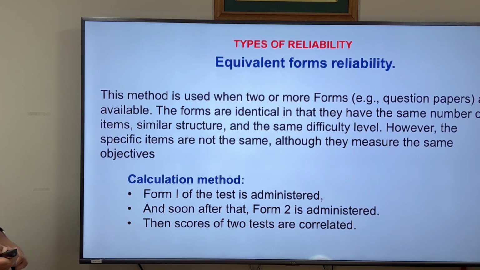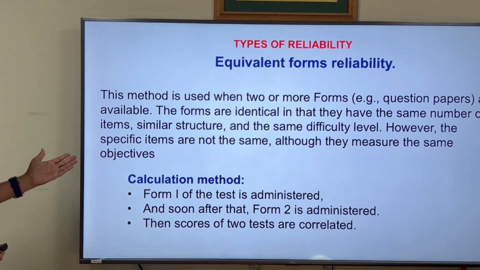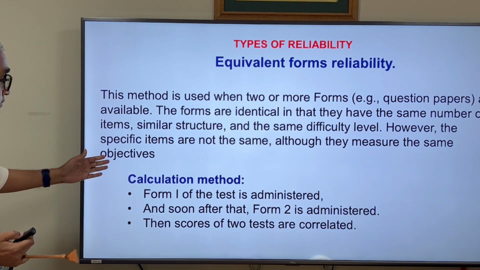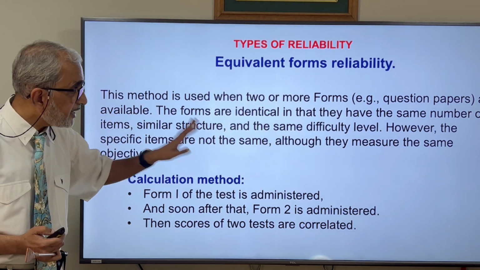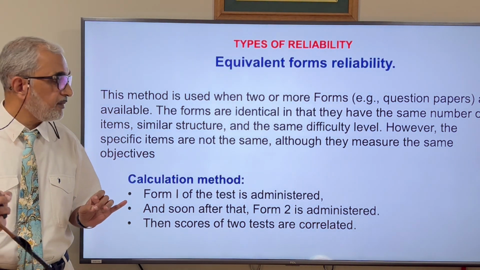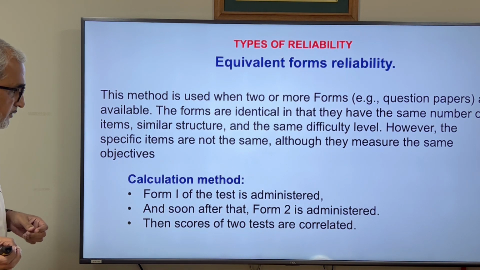Then there is equivalent forms reliability. This method is used when 2 or more forms of question papers are available. The forms are identical in that they have the same number of items, similar structure, and same difficulty level. However, the specific questions are not the same, they are different, but they are measuring the same objectives.